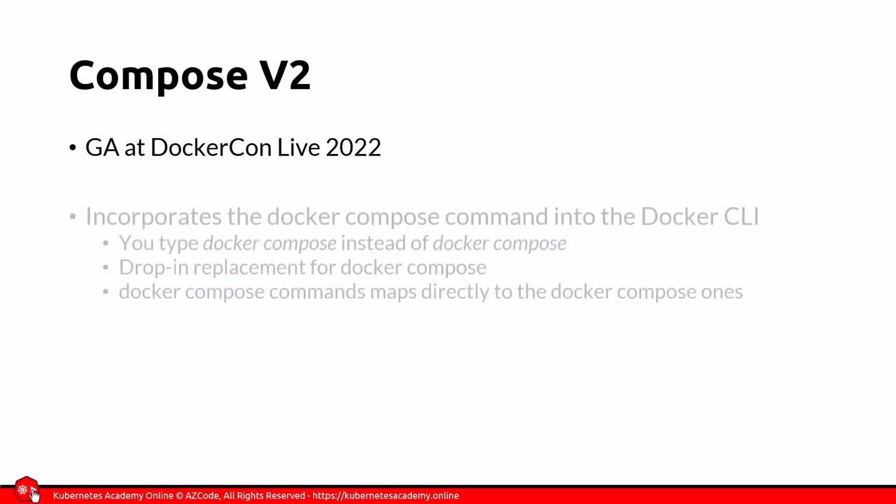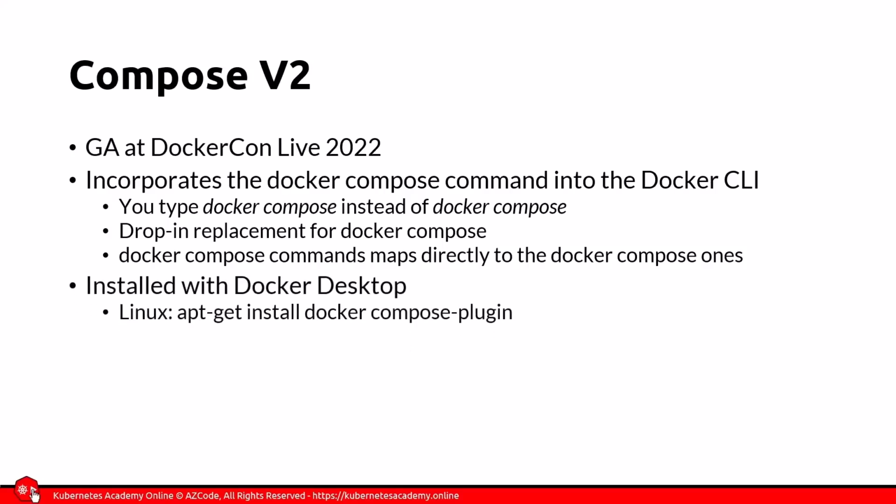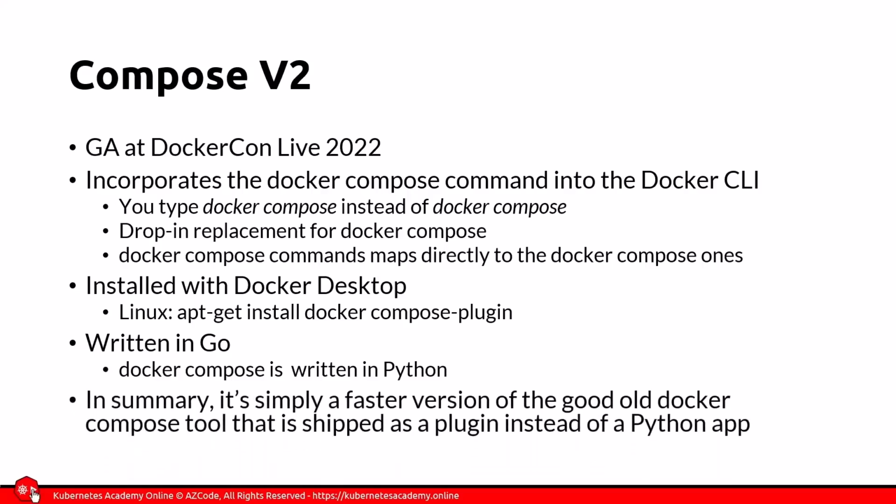docker-compose. Compose V2 is a drop-in replacement, meaning that all the V1 commands are working as expected. It's installed as a Docker CLI plugin automatically by Docker Desktop. To use it, you type docker space compose. No hyphen needed here. It's written in Go, so no need to have Python installed to run the command. In summary, it's simply a faster version of the Docker Compose tool shipped as a Docker plugin instead of a Python application.